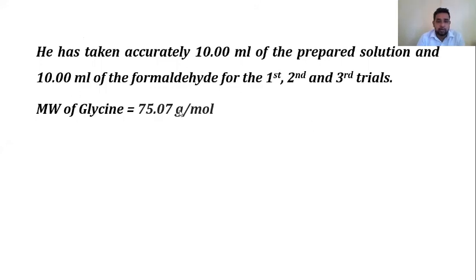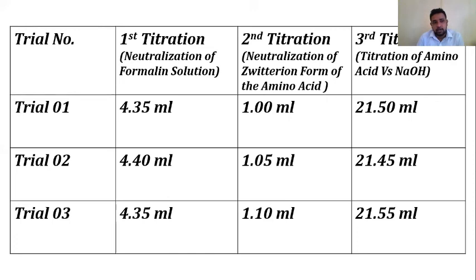So according to the procedure, he has accurately taken 10 milliliters of the prepared solution and 10 milliliters of the formaldehyde for the first, second, and third trials. He has duplicated the titrations, done three times. These are the readings: trial 1, trial 2, and trial 3, and here you can see the titration readings for each trial. This seems a little confusing and complex, but you will understand that it is not.